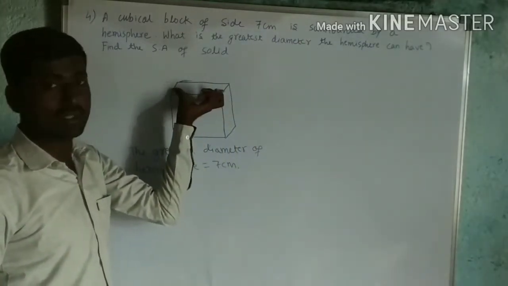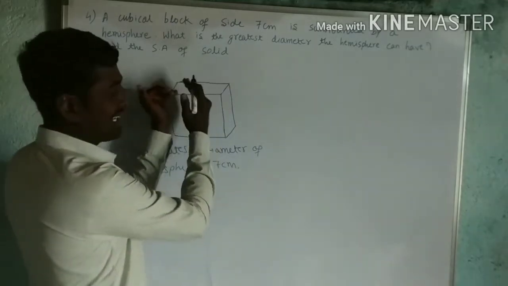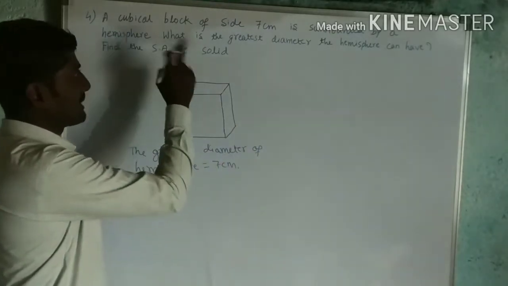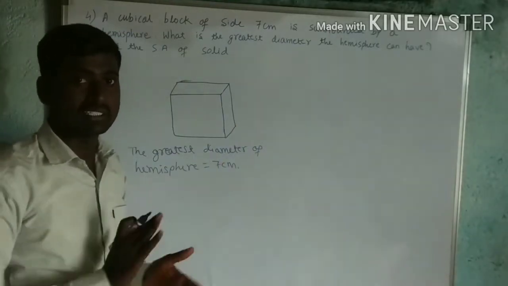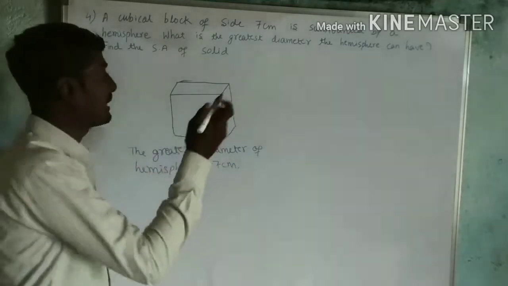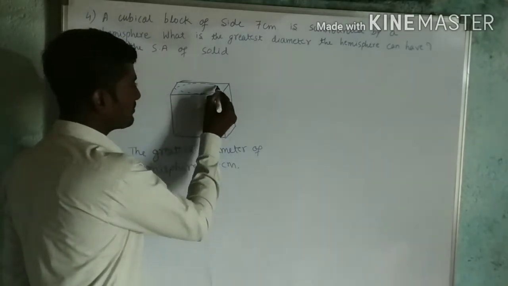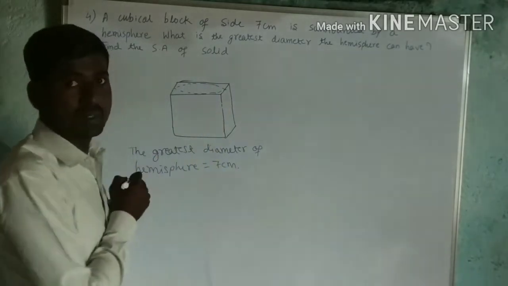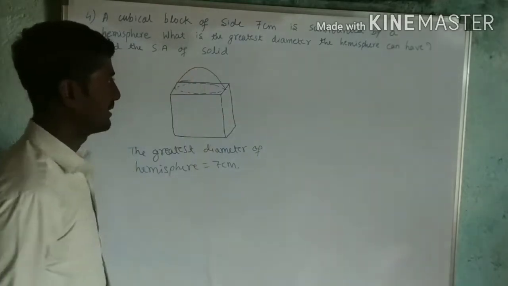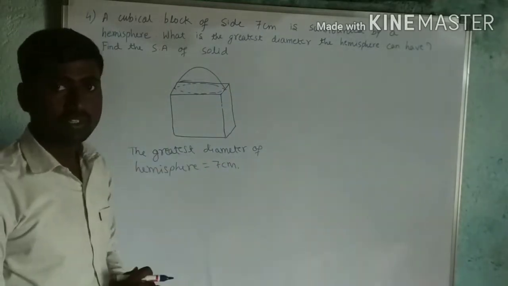So on this space we are going to keep the hemisphere. So maximum will be 7 centimeter only. I cannot extend it. Okay. Now, next question, find the surface area of the solid. We have to find the surface area of the solid. So this is one material, and another material, the hemisphere, we are going to keep on the top of this cubical block. Okay. So let us take this as a hemisphere. Now we are going to find the surface area of this solid.